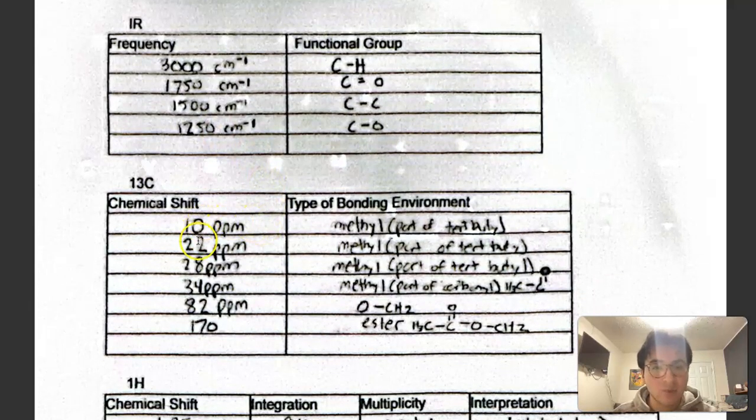We also see here that 10, 22, 28, since they're very close to each other, we know that that is the methyl part of the tert-butyl. And at 34, it is the methyl connected to the carbonyl side. At 82, we know that it is the CH2 connected to the O, and the jump from 34 to 82 is because the oxygen is really pulling, making the carbon partially positive. And the real big jump at 170 is the carbon in the ester of the carbonyl.